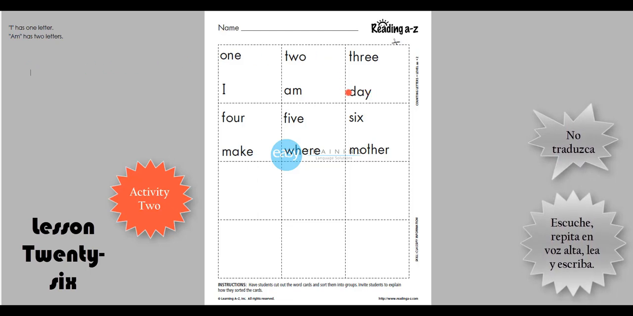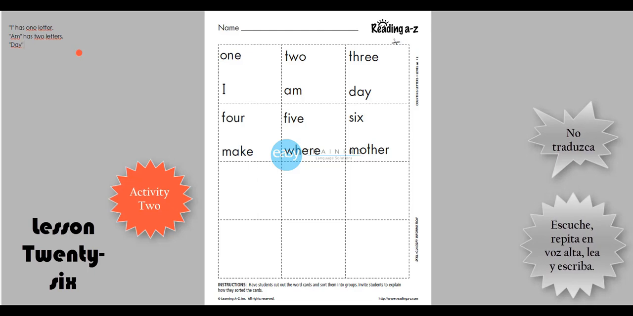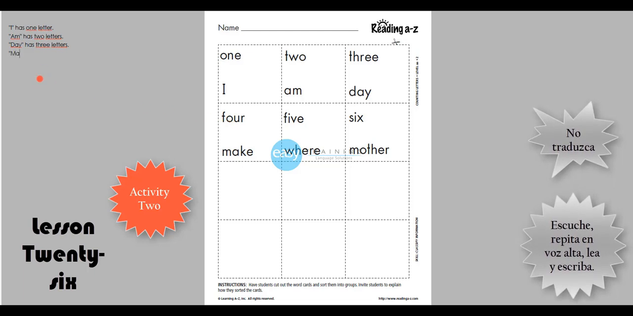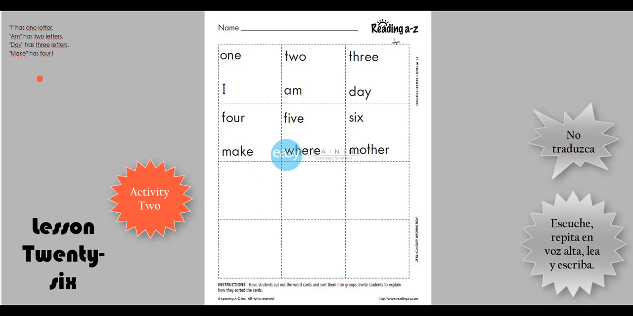Day, 1, 2, 3. Day has 3 letters. Make, 1, 2, 3, 4. Make has 4 letters.